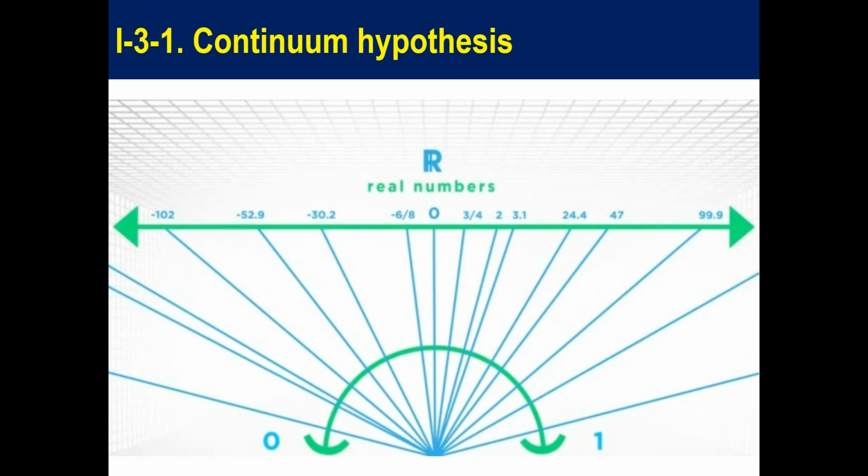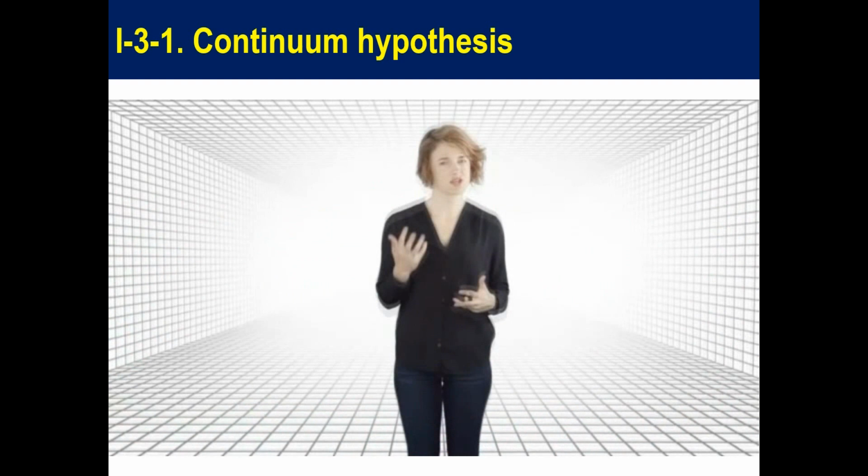Then, each ray extending from the center of the semicircle pairs up a point on the interval with a point on the real number line. Again, everyone has a buddy, so it's a bijection. The interval 0, 1 is the same size as all the real numbers, and so they belong on the same spot on the hierarchy of infinities.